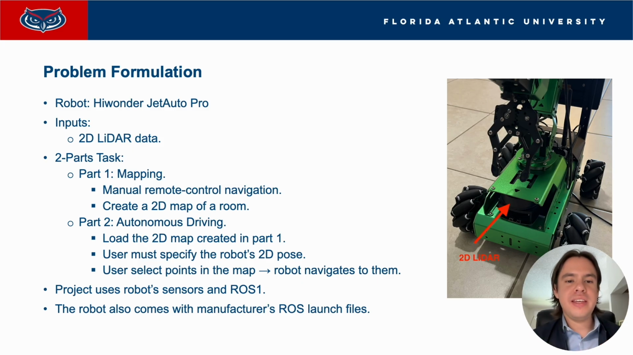The first set is a 2-part task. Part 1 is about mapping, and basically I run a SLAM algorithm, which I'll be talking about later, and I drive the bot manually around the room. The second part loads the map that I generated in part 1 and configures some initial pose of the bot, which is the location and direction, and then I can select certain points on the map for the robot to navigate to autonomously. That's the goal. Any constraints?